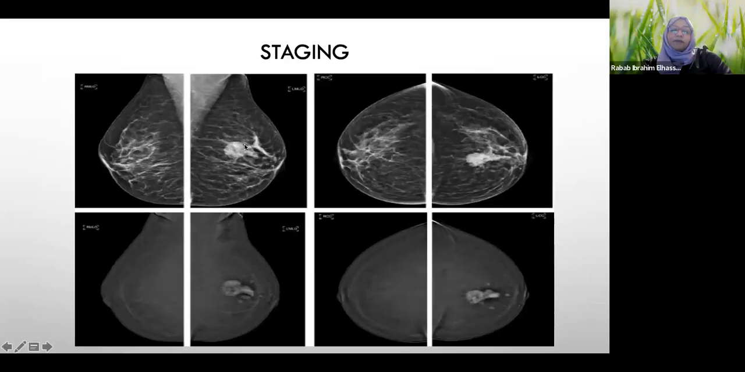For staging, sometimes we see the mass clearly on the mammogram, but if we want to accurately measure that mass, it's very difficult. In contrast enhanced mammogram, here in this example, you can see there is a mass, and in addition, there are enhancing satellite nodules around the mass, denoting that this is a multifocal disease. So the area of the disease is much larger than is seen on conventional mammogram.